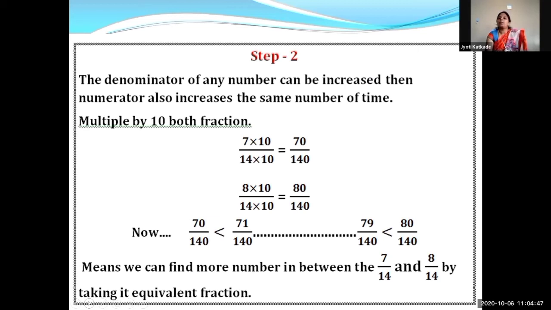Okay. Now, in between 70 and 80, which numbers are there? When we say 70, that is 71, 72, 73, 74. In this way up to 79. Why do we take the next step? Because in between 7 and 8, we can't find any number. That's why we multiply both the numbers by 10 and we get equivalent fractions, and in between 70 and 80 we find some numbers there, that is 71, 72 up to 79/140.